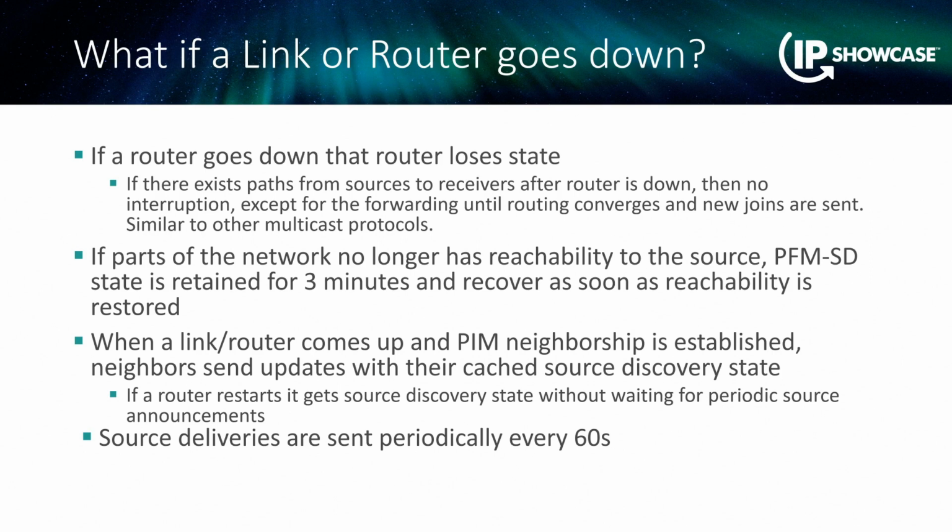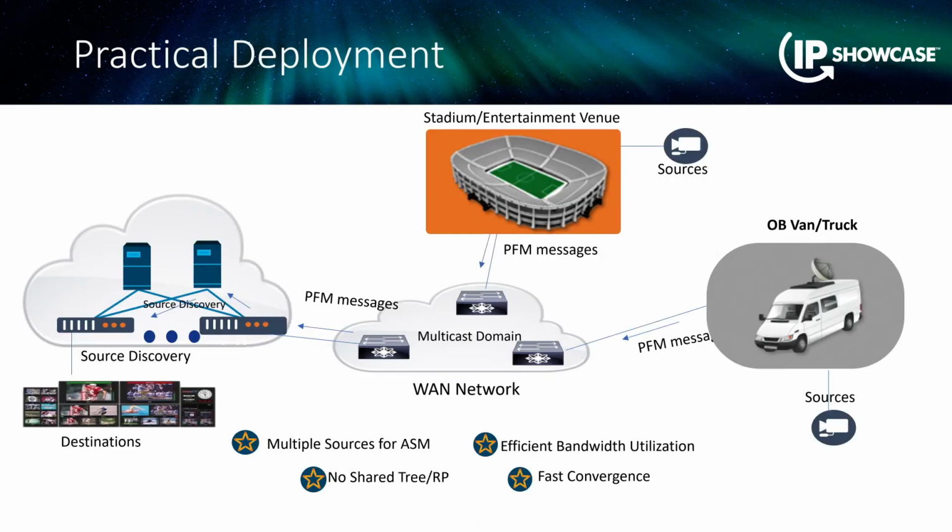Source deliveries are sent periodically every 60 seconds. So once you have that S,G state cache, we send updates to that roughly every 60 seconds in its current initiation. So what does that look like as a practical deployment? I said, in spine leaf networks, it still makes a lot of sense to use the rendezvous point methodology because it's just one single little hop up from leaf switch to spine back down to another leaf switch. But what about a large service provider network where you have maybe a spine leaf in one location, you have a venue in another location, maybe you're remoting in and connecting to an OB truck to get some camera feeds or something like that. And inside is just a regular service provider or maybe your own dark fiber kind of multicast network. You can use PFM-SD here.